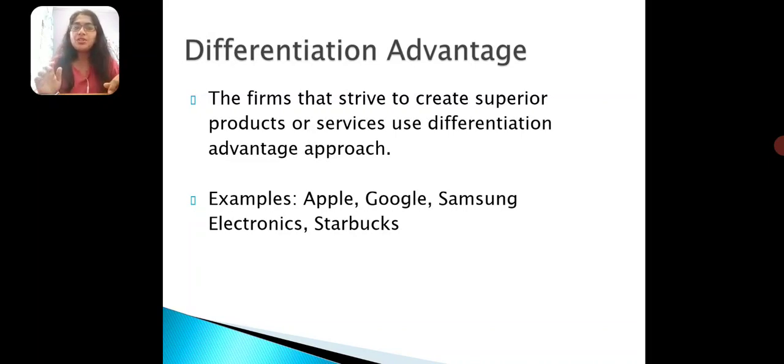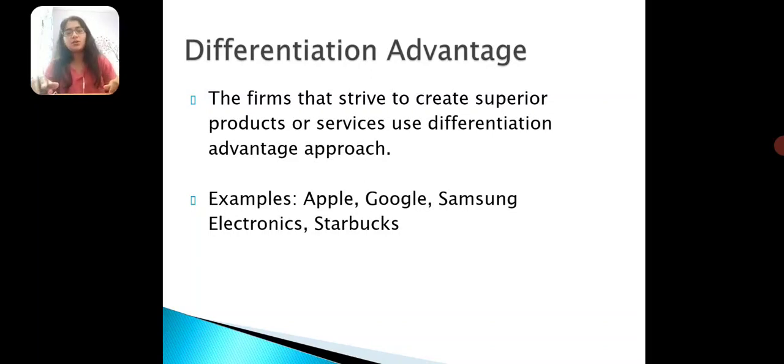Then I have differentiation advantage. In this case, the firm strives to be superior to its competitors by providing superior products or services and also by charging a premium price for it. So they have created their own segment in the market, the posh segment, where they are offering unique products and services.